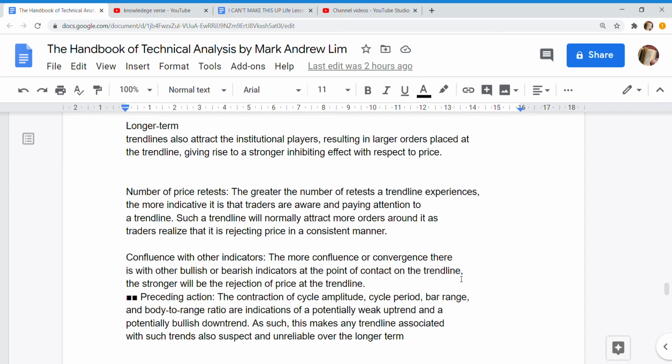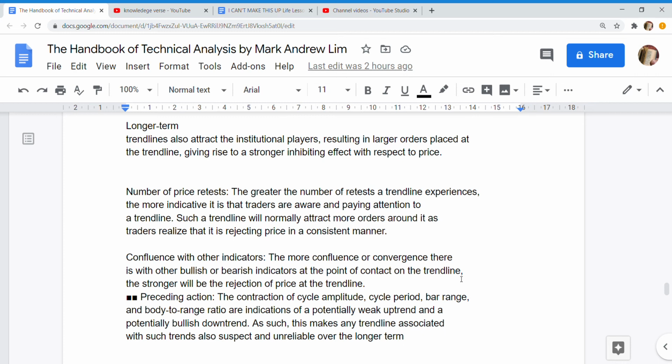A longer-term trend line will attract a larger number of buy orders above it and sell orders below it, and in the process transform into a stronger and more significant barrier to price. This makes longer-term trend lines more reliable. Longer-term trend lines also attract the institutional players, resulting in larger orders placed at the trend line, giving rise to a stronger inhibiting effect with respect to price.